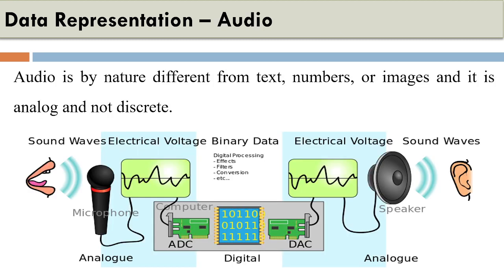Now let's move on to the next part, which is audio. We have to remember that audio is very different from text, numbers, or images. Audio is analog in nature. It's continuous with respect to time. The systems we use today are digital systems. We cannot directly talk to a digital system.